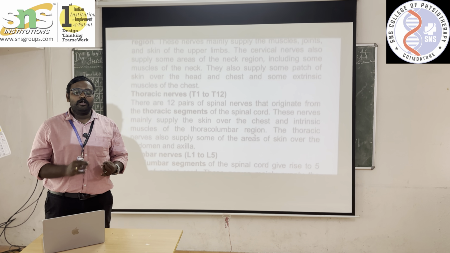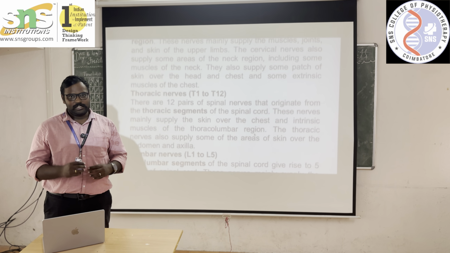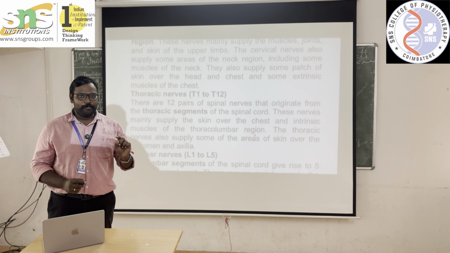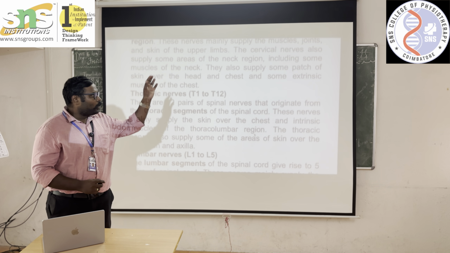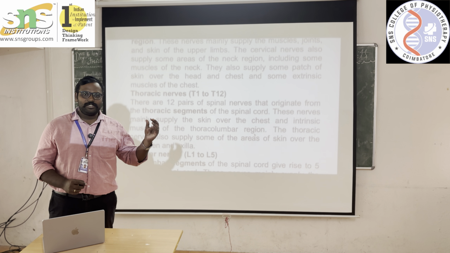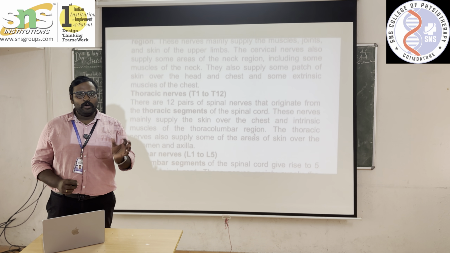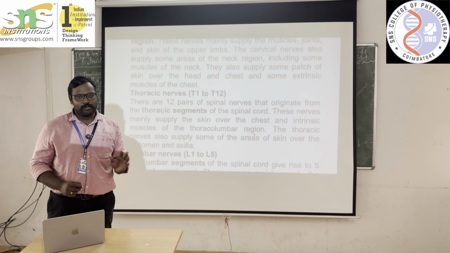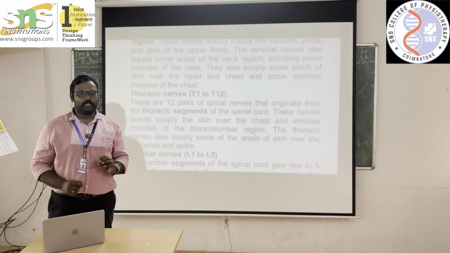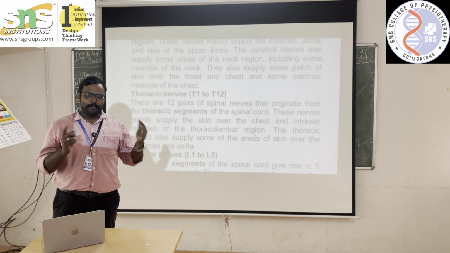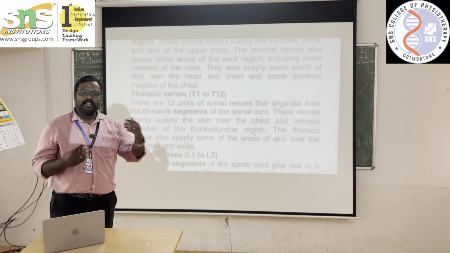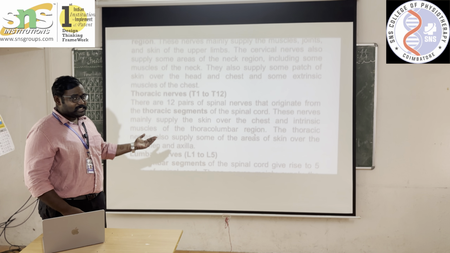We have 12 pairs of ribs, and on the posterior side these pairs of ribs are connected with the thoracic vertebrae. How many ribs are there? 12 ribs. So how many thoracic vertebrae will there be? 12 vertebral bones. For this reason we have 12 pairs of ribs and 12 pairs of spinal nerves. And where does this supply?